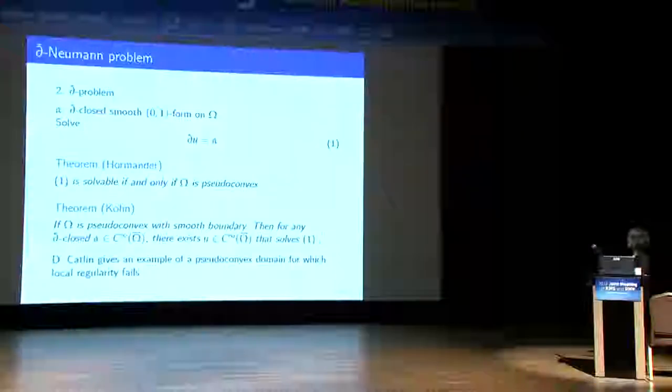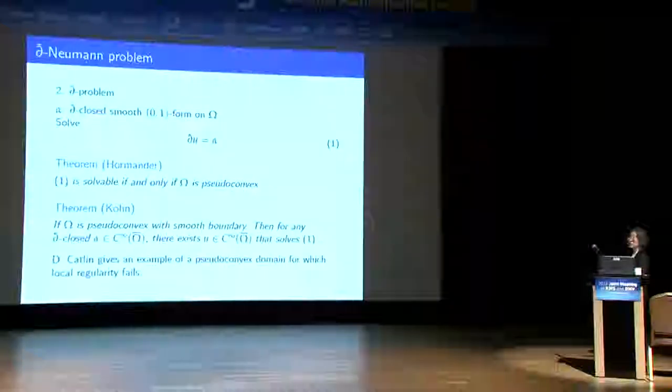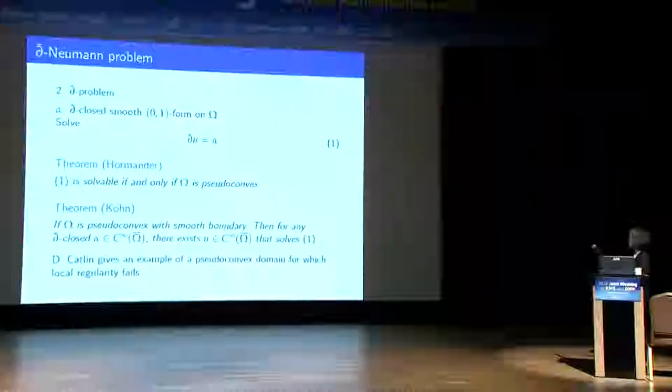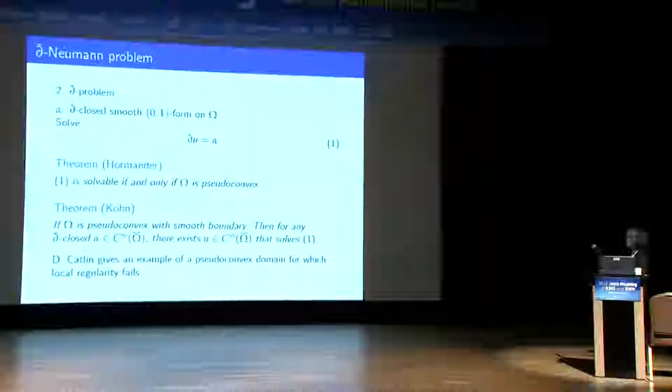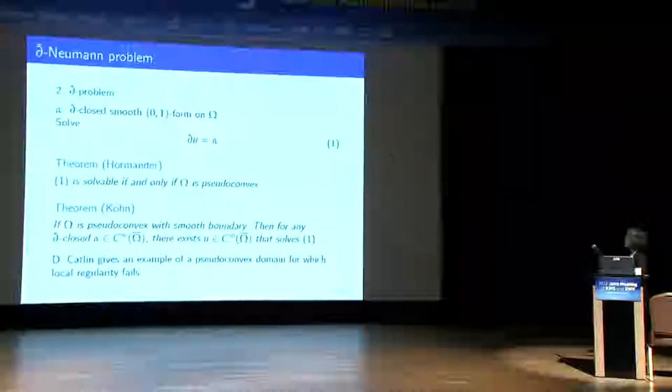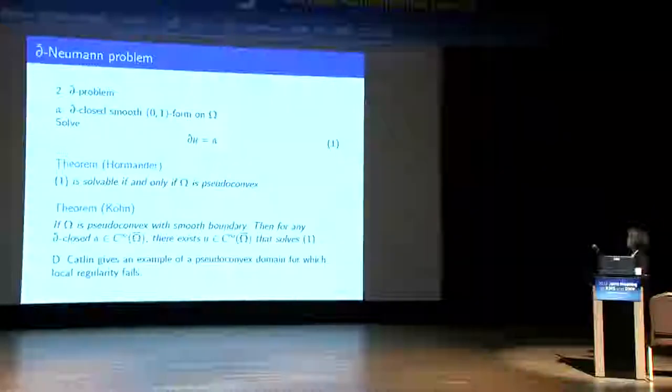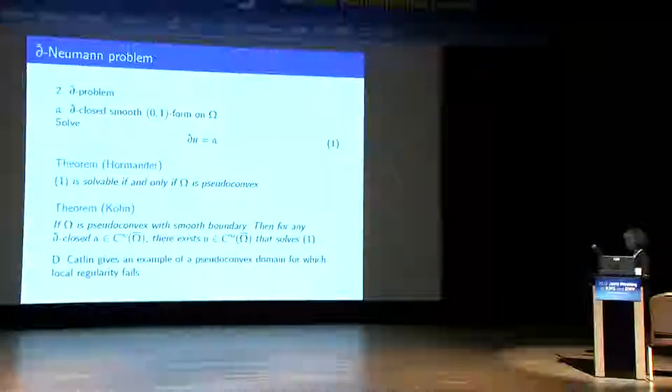And then later, Kohn proved the global regularity of the solution, saying that if input data is globally regular, then there is a solution which is also globally regular. But local regularity does not hold. So Kohn gives an example which is also pseudo-convex, but local regularity fails. That means if your input data is regular at some point, you may not find any locally regular solution.